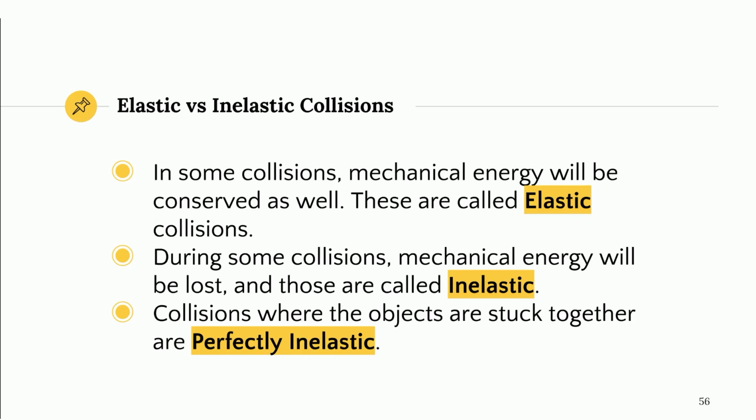And then there'll be some collisions where, let's say you have a dart that hits a board and it just completely sticks together now. Those are called perfectly inelastic. So in some collisions you might go through, in some collisions you might bounce back. Those are typically inelastic or elastic collisions, but if they stick together, they are perfectly inelastic.